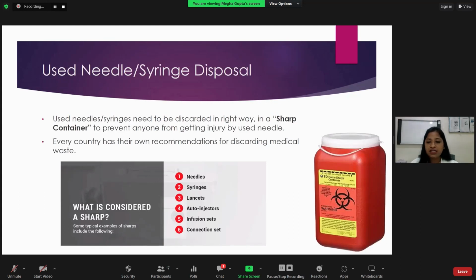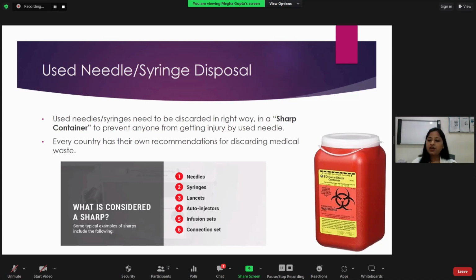After using the syringes, it is very important to dispose of the sharps so that they won't hurt any other person. To discard the used cartridges, needles and syringes, there is a sharps container that comes in the market that you can buy, and you can put all your sharp needles, syringes, lancets, and auto injectors in that, and it is a puncture-free jar.